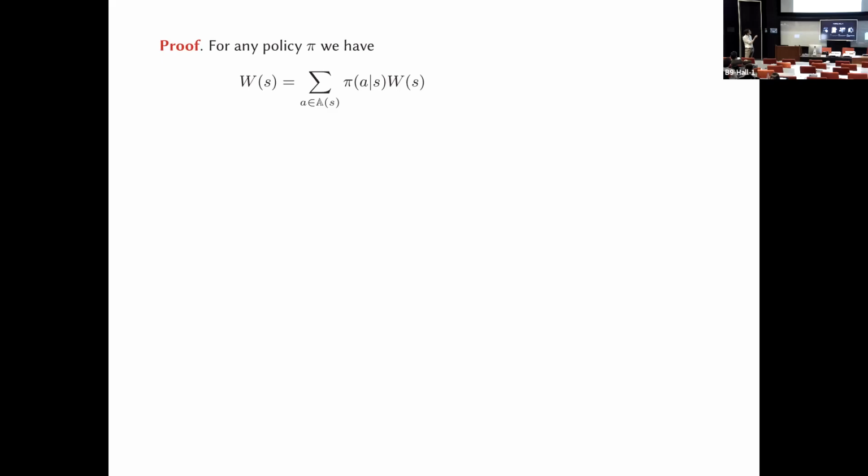Pi A given S is the probability of choosing action A given that we are in state S under our policy pi. There's a probability distribution, so it sums up to 1. So I've multiplied everything by 1. Now W satisfies the dynamic programming principle, so I can estimate W by this expression here. This is the right-hand side of the DPP with a particular choice of policy. So DPP was with a max in front. Now I just choose that action which I have chosen according to the probability distribution. So I get a greater or equal.